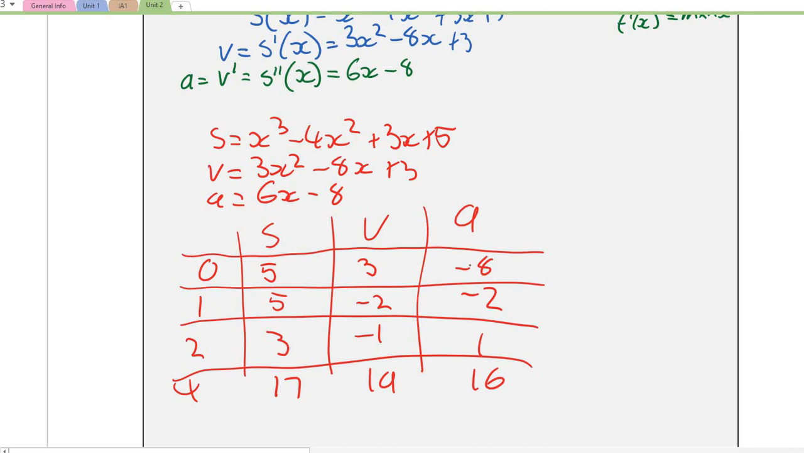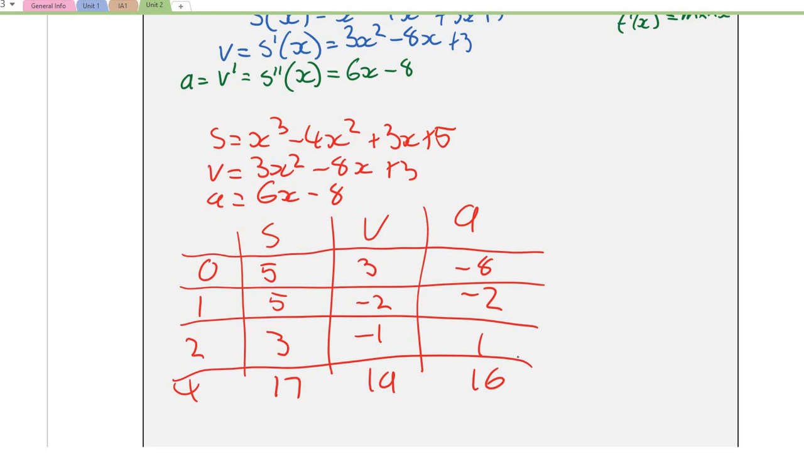At time 1, is it speeding up or slowing down? It is sort of speeding up from the first one, but it's still decelerating, just not decelerating as much anymore. At time 2, is it speeding up or slowing down? Now it's starting to take off, and then at time 4, you can see it's really cool.